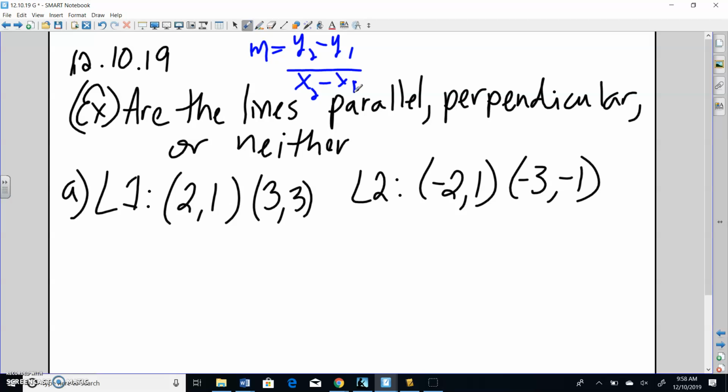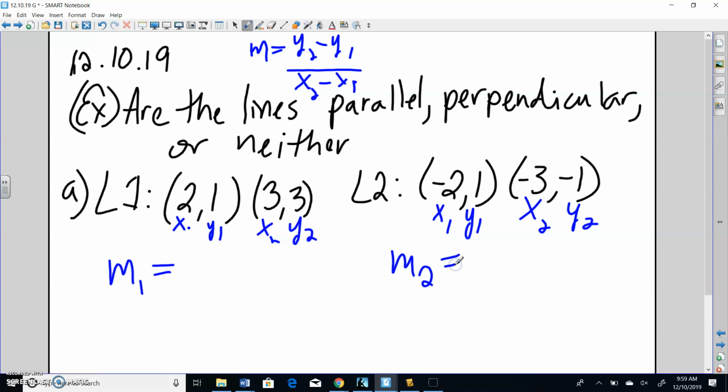Okay. So you can identify one of these as point 1, point 2. I'm going to do this as x1, y1. This is x2, y2. And go ahead and find the slope for those 2 points, and then let's do the same for the other. So I'm going to let you do that on your own, and then we will compare notes. There's my x1, y1. There's my x2, y2. So take a moment and find the slope of line 1 and find the slope of line 2, and we'll compare.